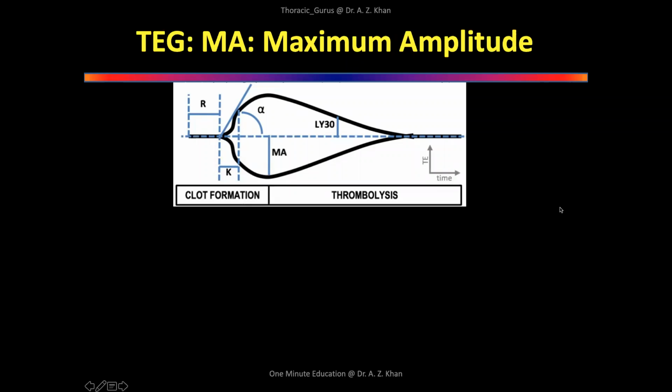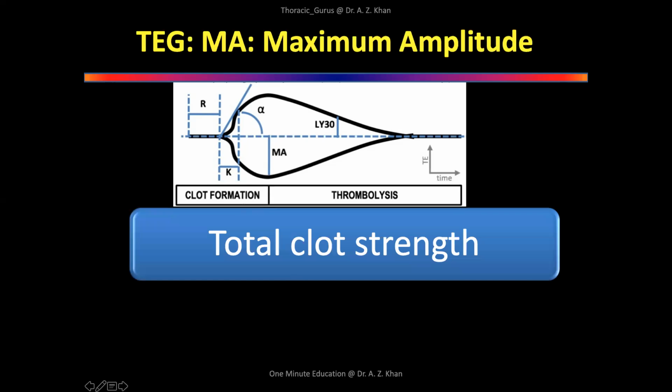That is the thickness of the clot that forms. What does it represent? The thickness of the clot forming. What does it tell you? It tells you the strength of the clot. Okay. How strong is the clot? So that's the total clot strength.